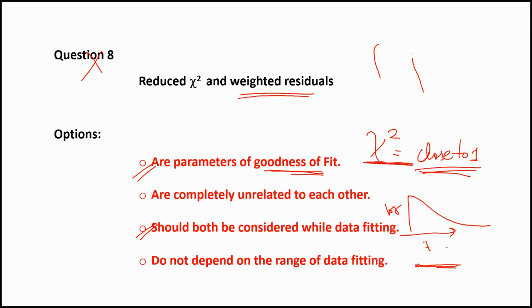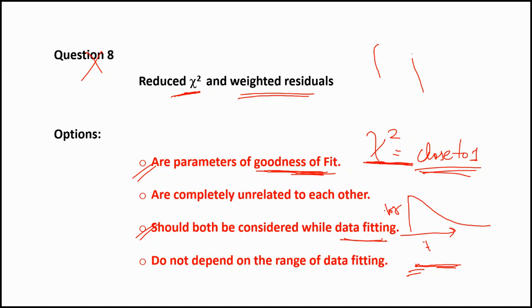Now if it is a multi exponential fluorescence decay, this straight line you won't get. And how will you check whether your fitting is good or not in the software? By checking the value of your chi-square. So the two values, weighted residuals and the reduced chi-square, are the parameters for goodness of fit, which you should consider while data fitting.